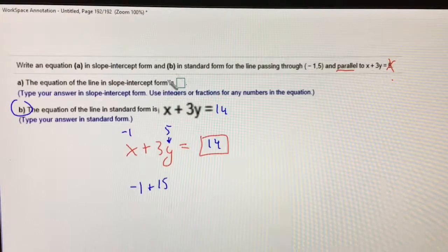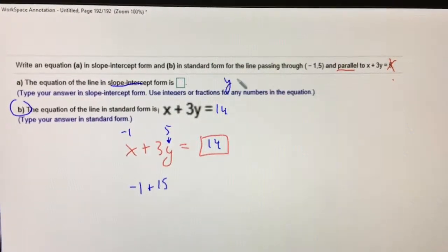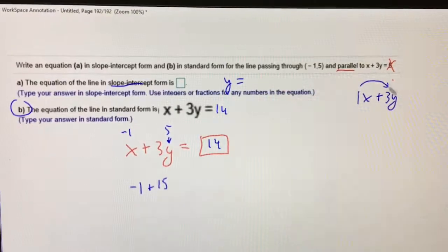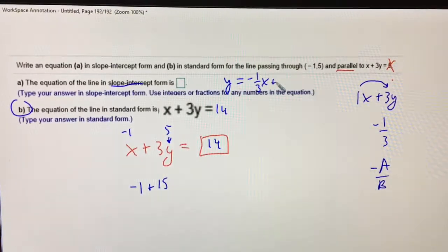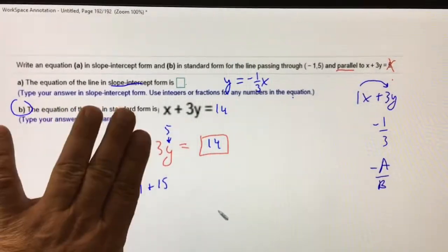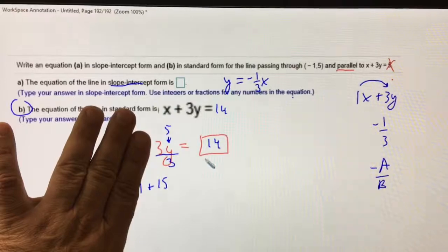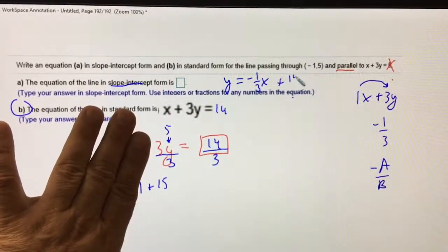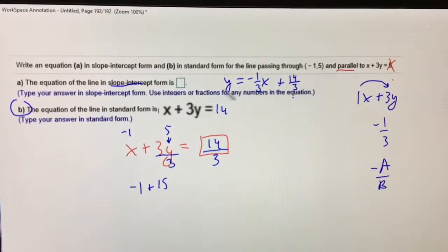Now, given that information, I can find the slope-intercept form. It's going to be y equals whatever the slope is. And the slope of 1x plus 3y is going to be negative 1 over 3. Opposite of A over B. So that's going to give me negative 1/3 x. Now I need my b term, my plus b term. And I find that by just covering up that x and solving this little equation. Divide that by 3, divide that by 3, and my b is going to be plus 14/3. And that's it. That's the answer. y equals negative 1/3 x plus 14/3, and x plus 3y equals 14.